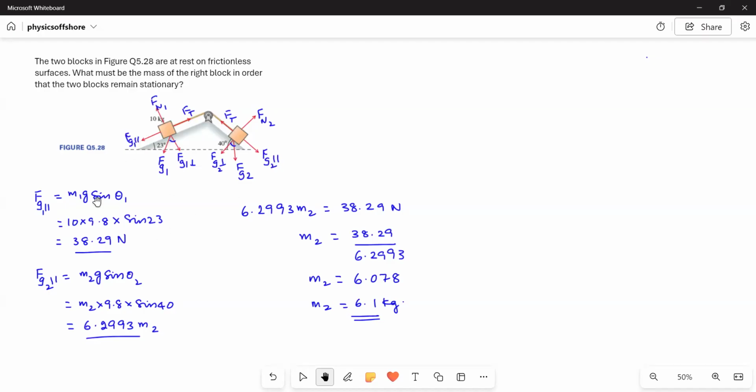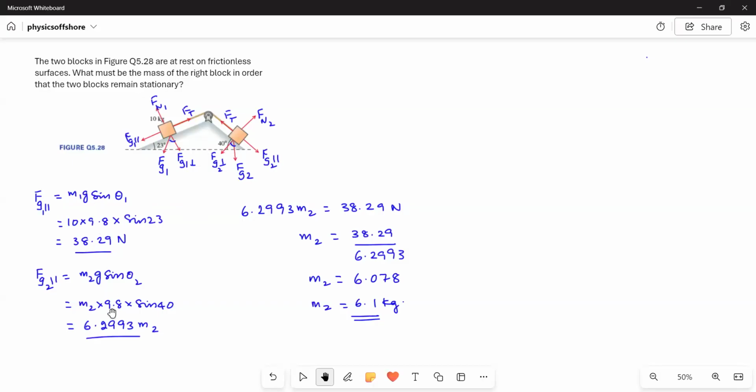Therefore, we have to write down what Fg1 parallel and Fg2 parallel are, and equate them so that we can find out the mass M2. Remember, the entire system is in static equilibrium. Therefore, Fg1 parallel is M1 g sine theta 1, and Fg2 parallel is M2 g sine theta 2. Here the theta values are given to us, M1 value also is given to us. Therefore, we have to find out M2.